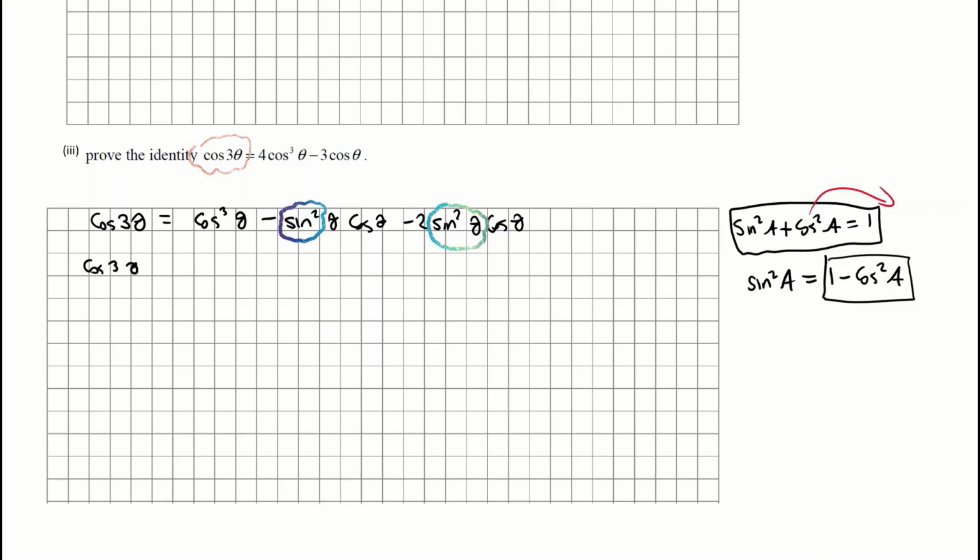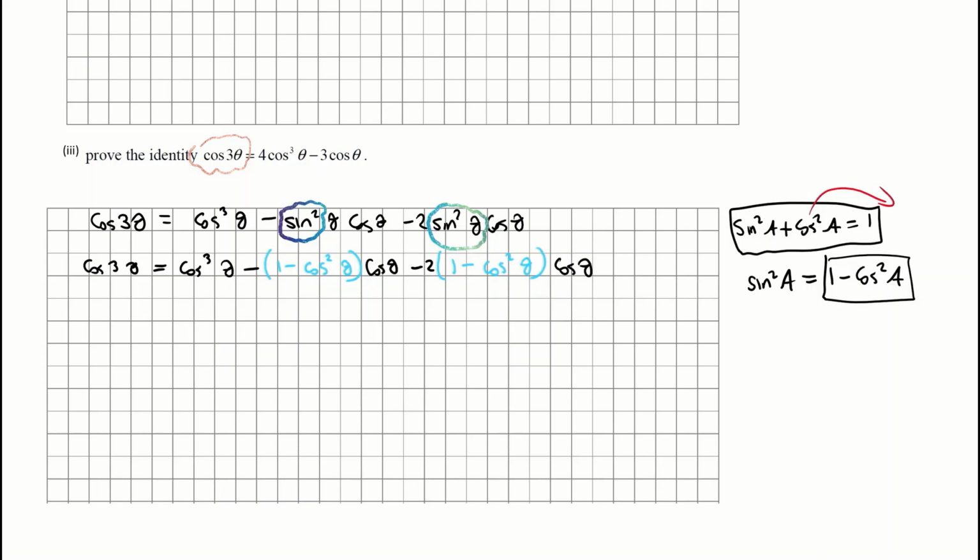Cos 3 theta is equal to cos cubed theta minus, now I'm going to substitute in 1 minus cos squared theta, and then I have to multiply that by the cos theta that's already in it, minus 2 multiplied by sine squared theta. I'm now changing that once again to 1 minus cos squared theta, and I need to multiply that by the cos theta.